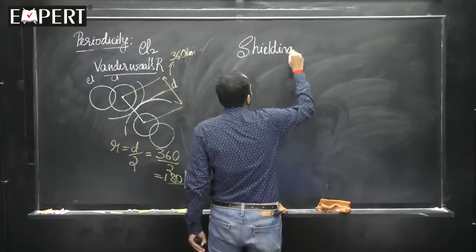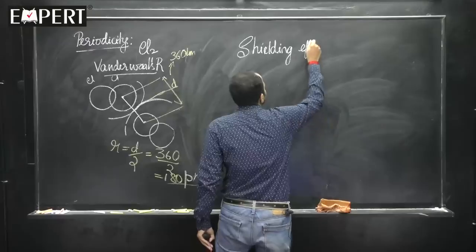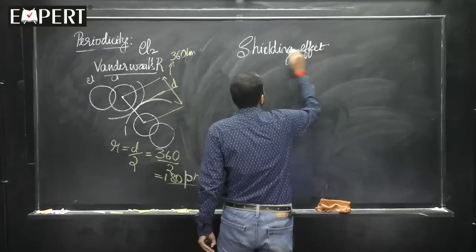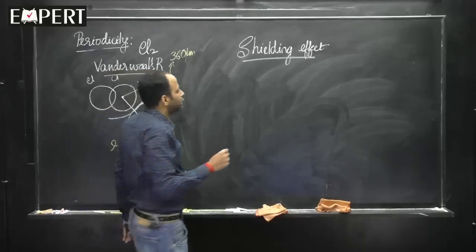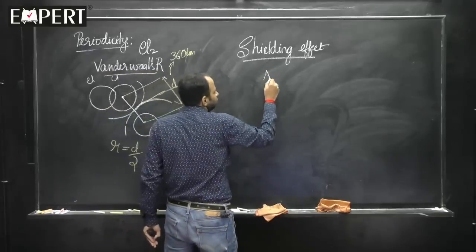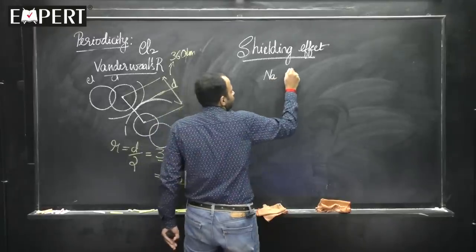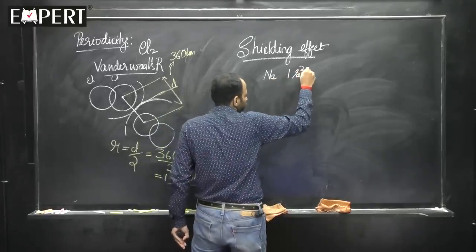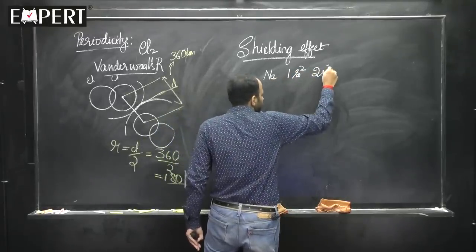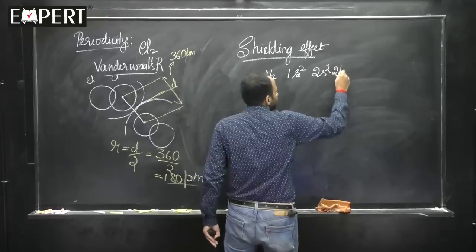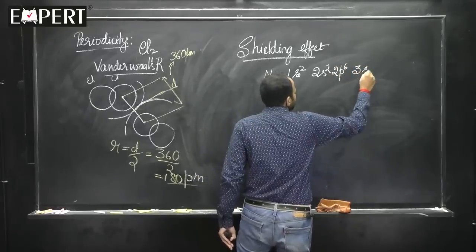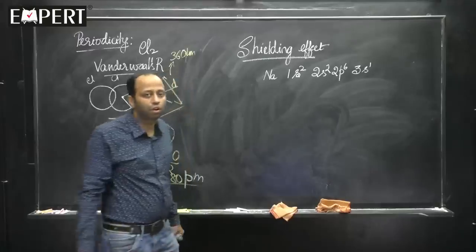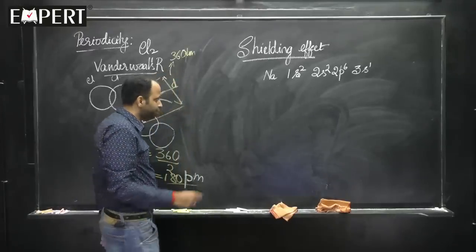Shielding effect. Now, what exactly is shielding effect? Now, let me just take sodium again. Electronic configuration is 1s2, 2s2, 2p6, then you have 3s1. So, this is the electronic configuration of sodium.